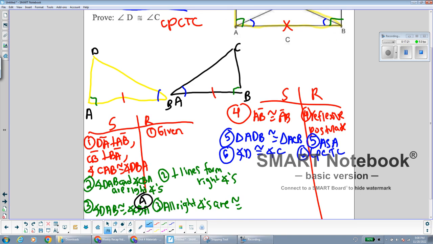And from our givens, we have our second pair of angles that we're using, angle DBA and angle CAB. And then our reflexive postulate gives us that side in between. So there we have all our information for ASA. Then it's one more step after that to prove the corresponding angles congruent by CPCTC.